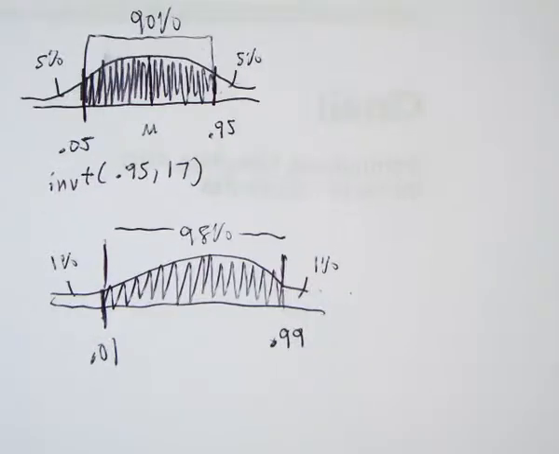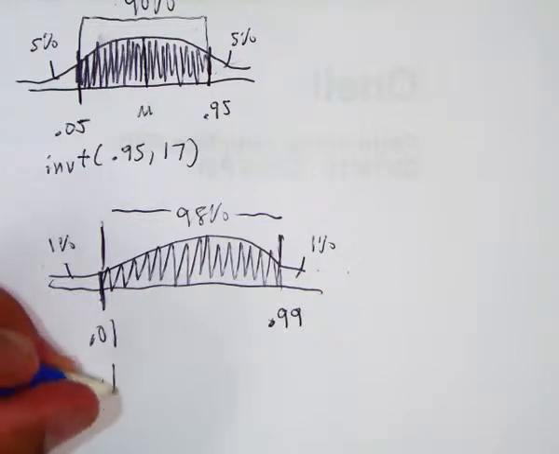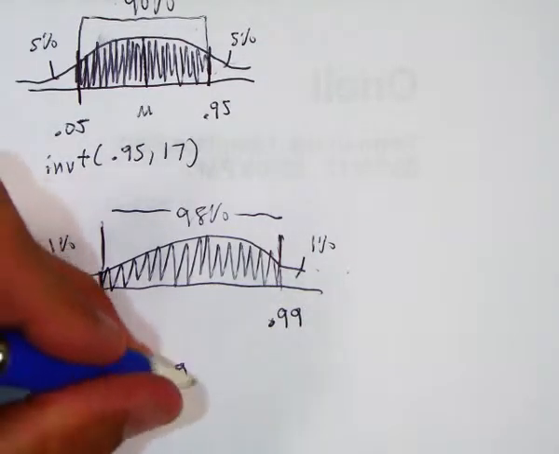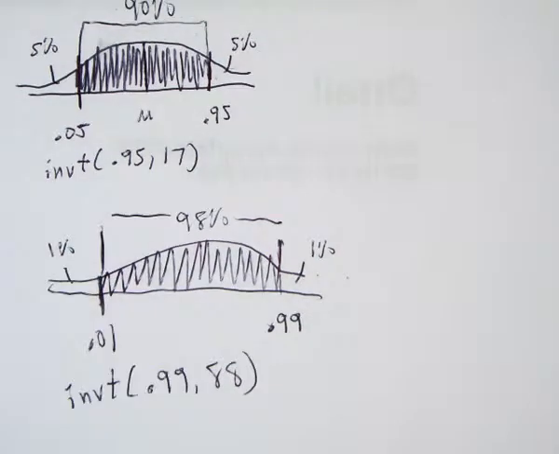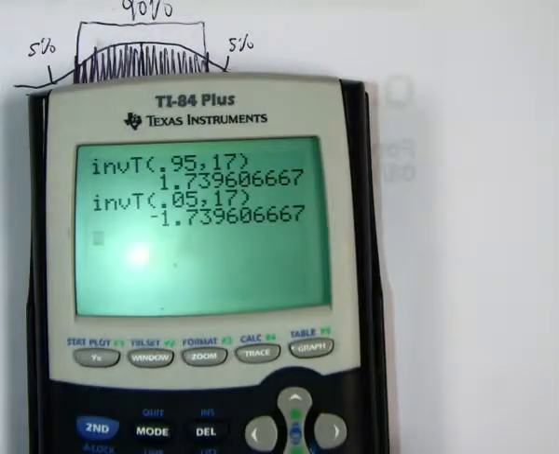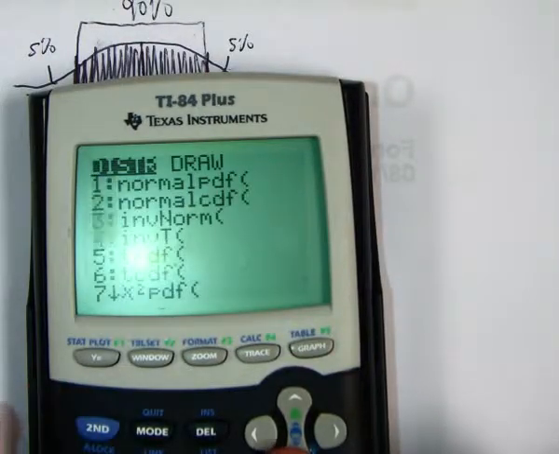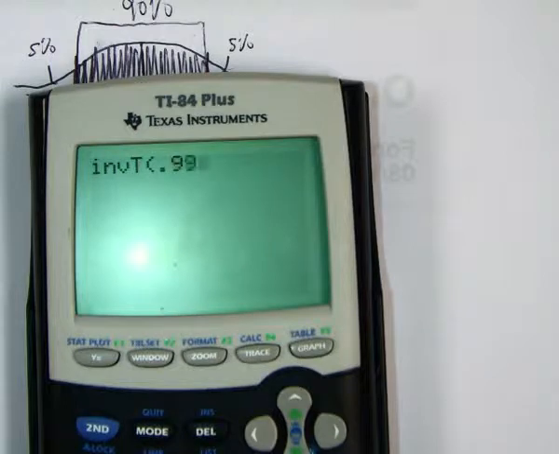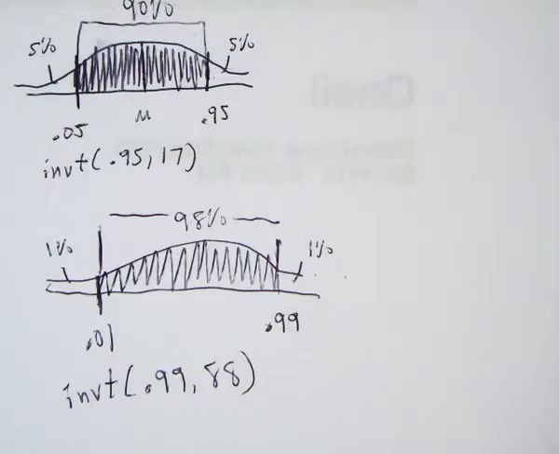Okay? So we're going to do inverse t. And then we're going to do 0.99 with 88 degrees of freedom. Okay? So let's do second distribution, inverse t. 0.99, 88 degrees of freedom. And we get 2.37. If you did inverse t of 0.01, 88 degrees of freedom, you get negative 2.37. Okay? So then question C is the p-value for t is greater than 2.09.